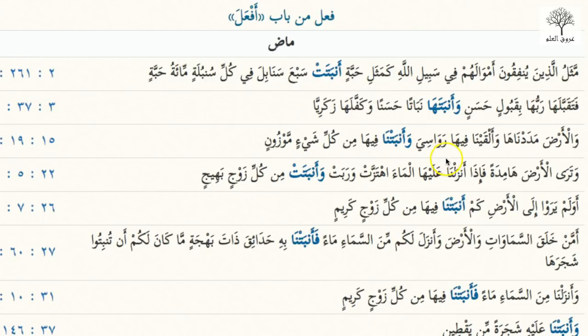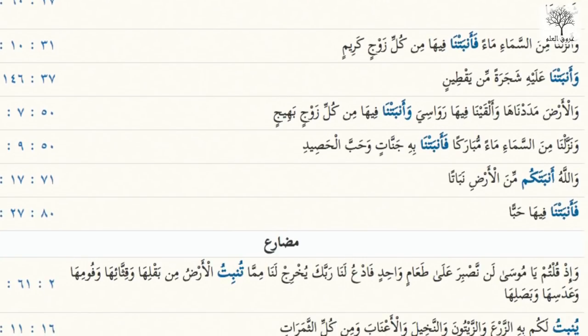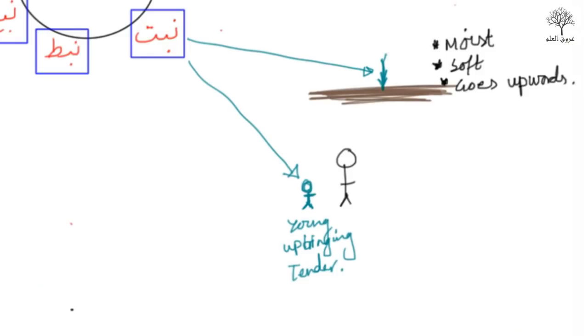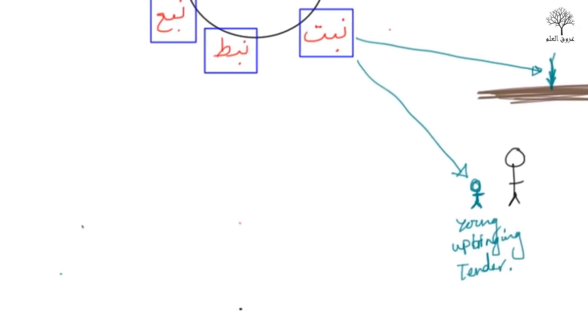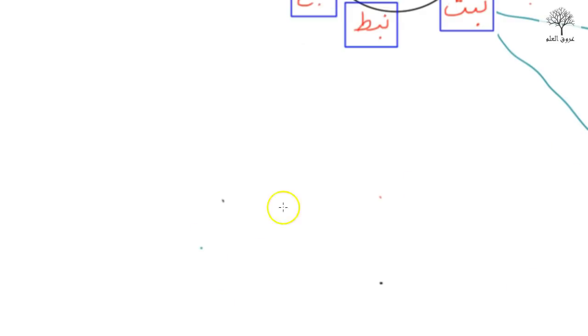There are many other words mentioned over here as well, which you can check out yourself. Go find the translation, inshallah. Look at the translation, look at these words and how they are used. So if you see nabat, you can see how it's used in the Quran. Okay, next word. The next word is nabata.